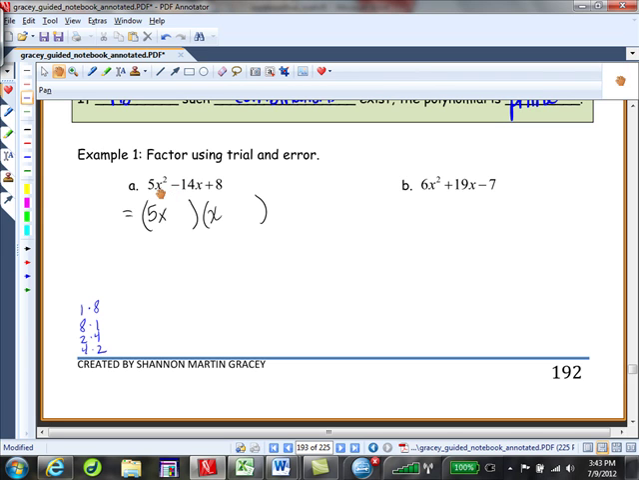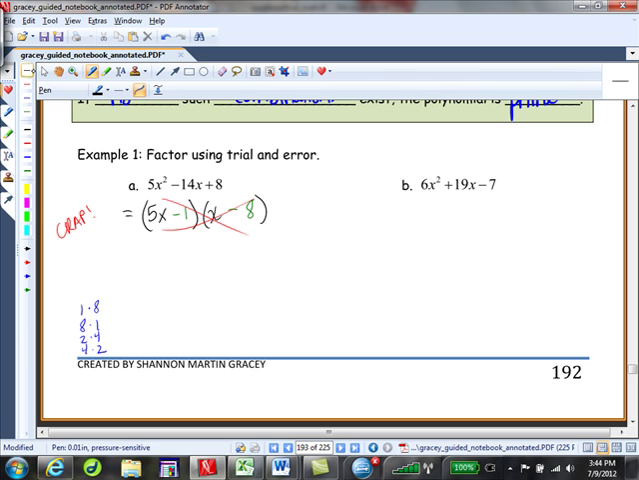So, here we go. Here's the trial and error part, right? So if we do 1 times 8, right? So 1 times 8. So then you kind of check it out, right? And then we said they were both going to be minuses. So you get the positive 8 and you get the 5x squared, but you see that 5x times negative 8 is negative 40x. Negative 1 times x is negative 1x. So you would end up getting negative 41x for your middle term. So that doesn't work.